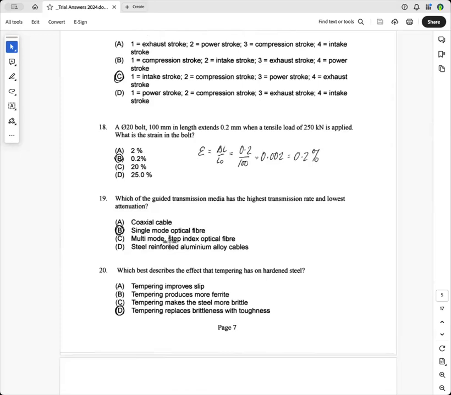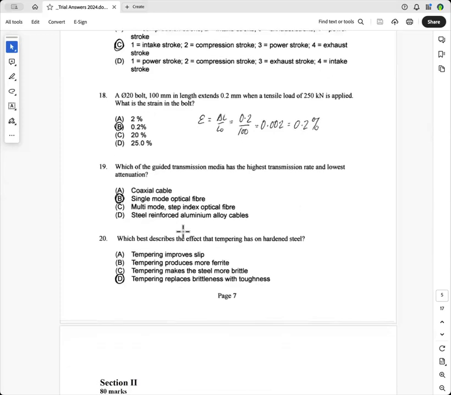Which of the guided transmission media has the highest transmission rate and lowest attenuation? Single mode optical fiber is the most ubiquitous optical fiber being used now because it's very efficient and has a very high transmission rate and low attenuation. Attenuation is the loss of signal.